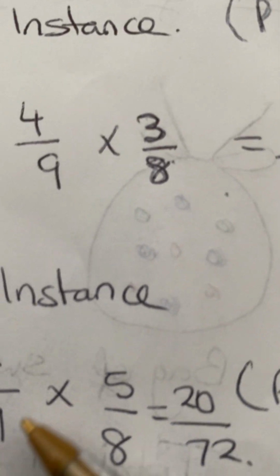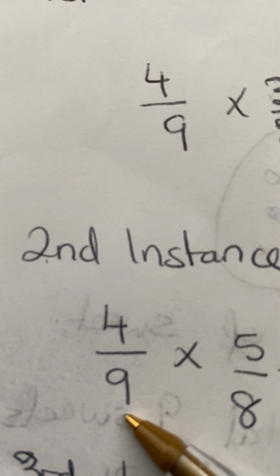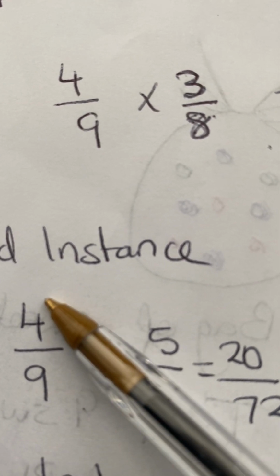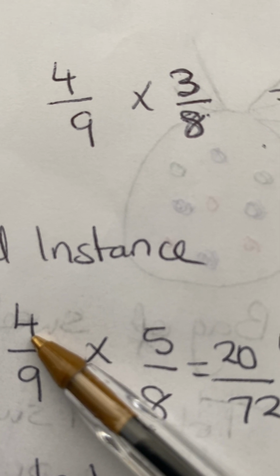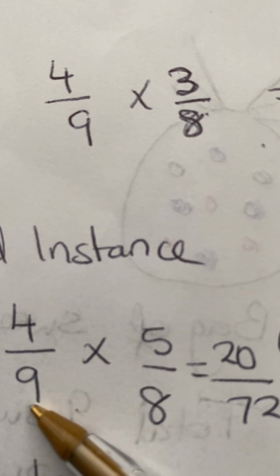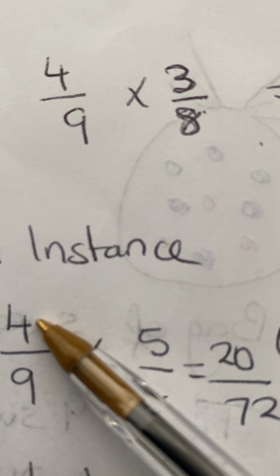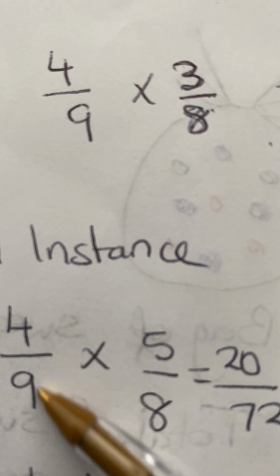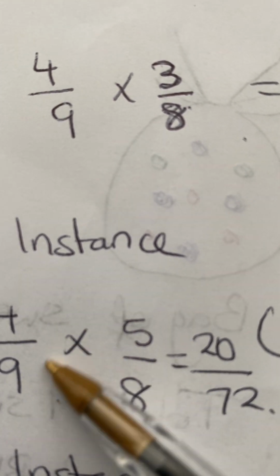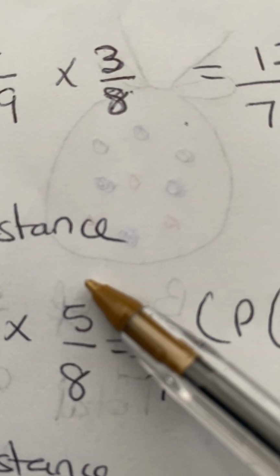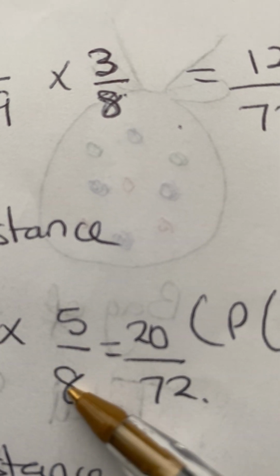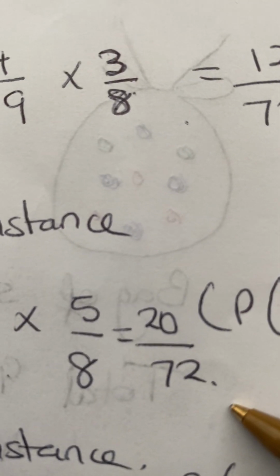Okay, my second instance, I went in and I picked a blue first, so I have 4/9, and then a non-blue second, so I have 5 because I have 5 non-blue. I've already picked the blue, so I'm left with 8, so that will be 20/72.